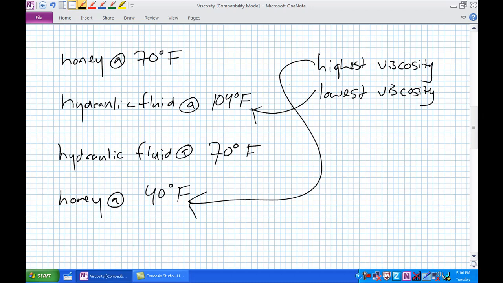Okay, one thing I want to talk about with viscosity too. We talked about viscosity and the value of SUS, Saybolt Universal Seconds. There are also these things called viscosity ratings for ISO and for SAE.